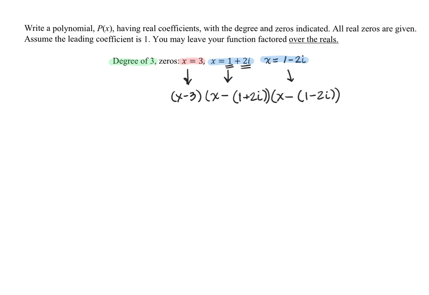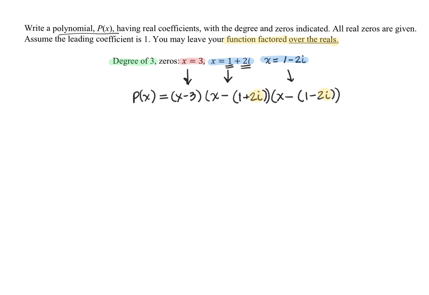Now, it's asking us to write a polynomial function, and it specifically said we were going to call that function p of x. So we want to make this a function, so I'll label it as p of x is equal to these three quantities getting multiplied together. So this is the factored form. However, this problem is very specific and says that we can leave our function in factored form. It says factored, but factored over the real numbers. And remember, we have these imaginary pieces of this positive 2i and negative 2i. So we can't leave our function in this form.